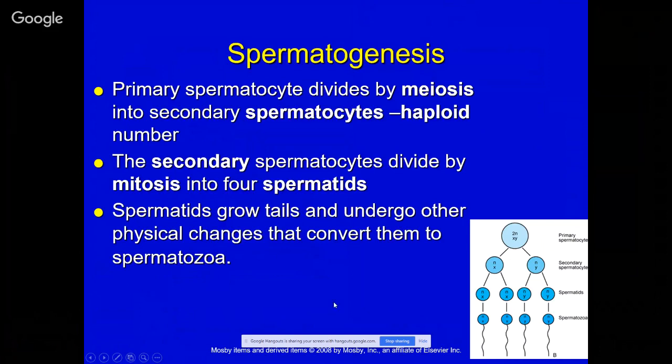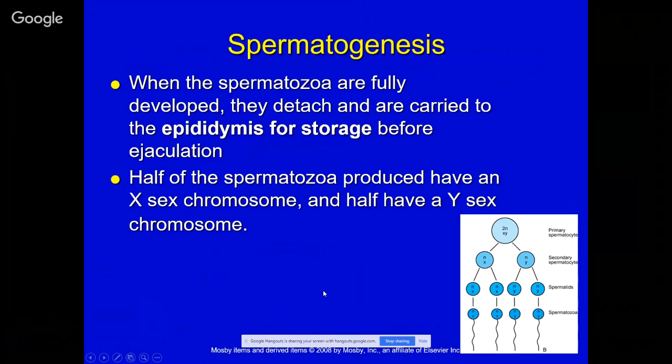Primary spermatocyte divides by meiosis into secondary spermatocytes, and you have your haploid number. Then the secondary spermatocytes divide by mitosis into 4 spermatids. Those spermatids grow tails and undergo other physical changes that convert them to spermatozoa. When the spermatozoa are fully developed, they detach and are carried to the epididymis for storage before ejaculation.